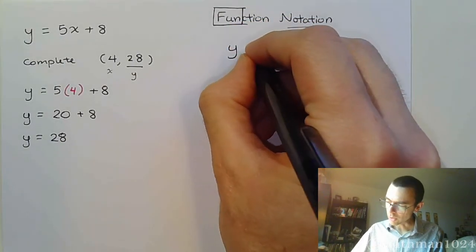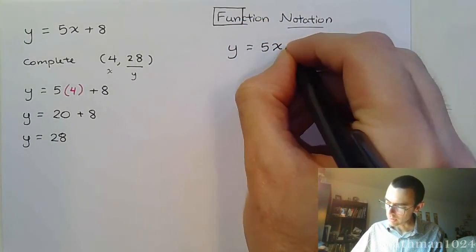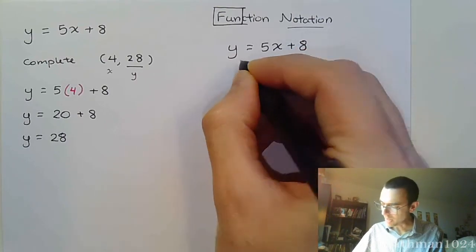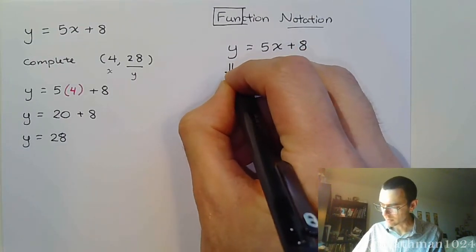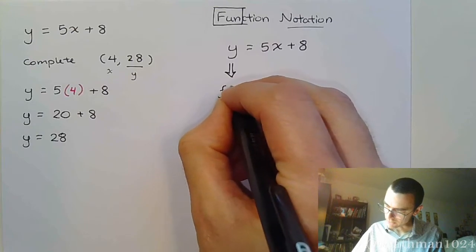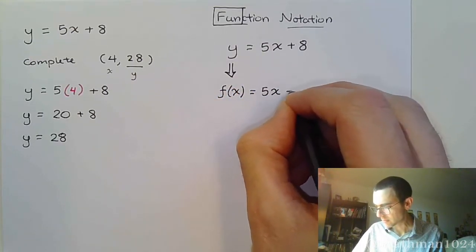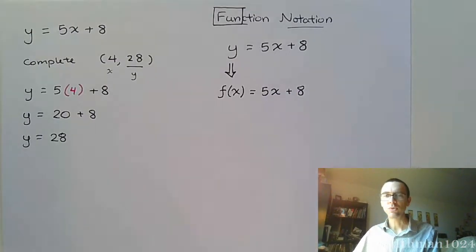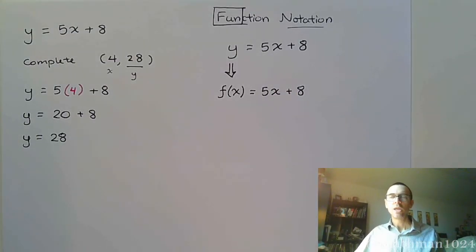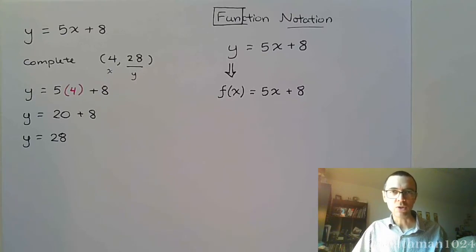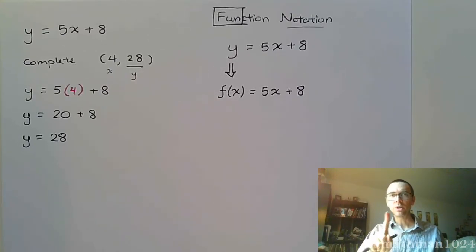So we go from saying y equals 5x plus 8, and we make the transition now, and we say f of x equals 5x plus 8. So it goes back to the whole concept that we had about functions at the beginning of today's stream, where we said one input gives you one output. And that's kind of what we're used to seeing.